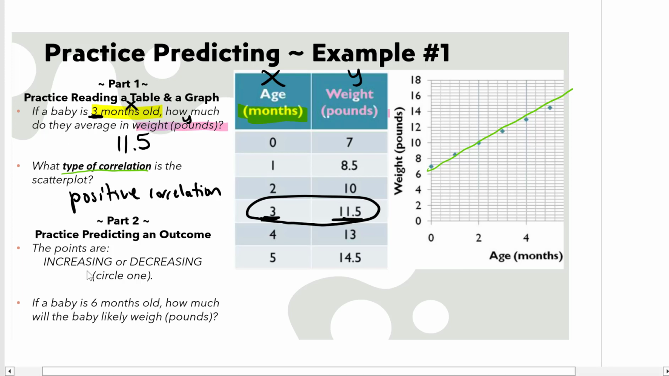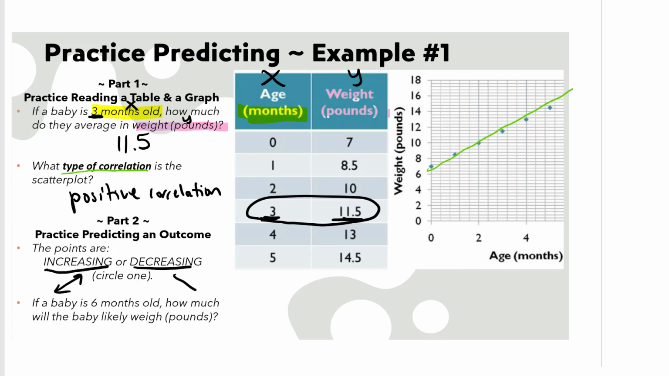Next, part 2. Are the points increasing or decreasing? Increasing is when they get bigger. Decreasing is when they get smaller. So this graph is increasing.